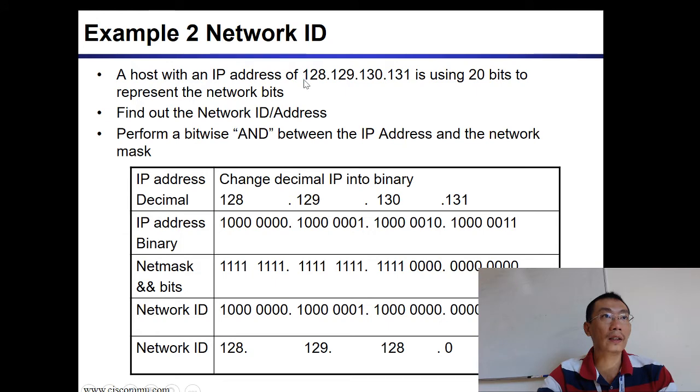Then let's say you have this IP address. You change it to binary, and you take the net mask in binary, and you perform a bitwise AND. So 1 and 1 you get 1, 0 and 1 you get 0. When you do a bitwise binary AND, you get the network ID. From the network ID in binary, you change it to decimal, and this will be your network address.